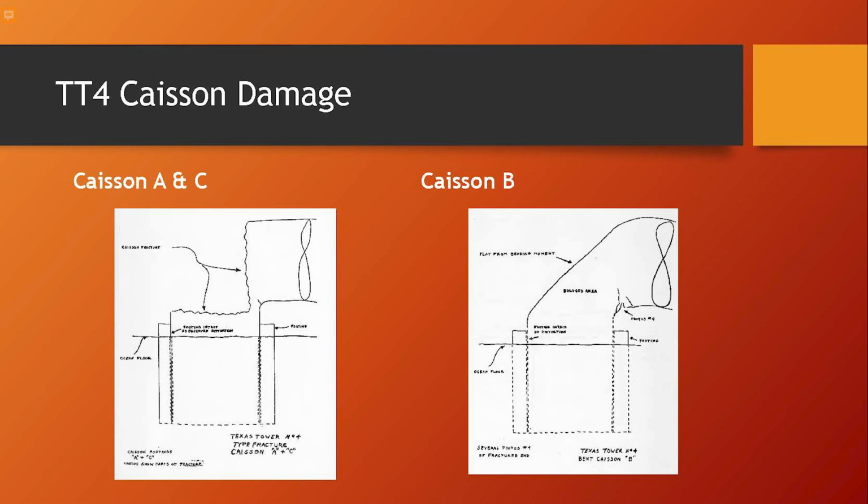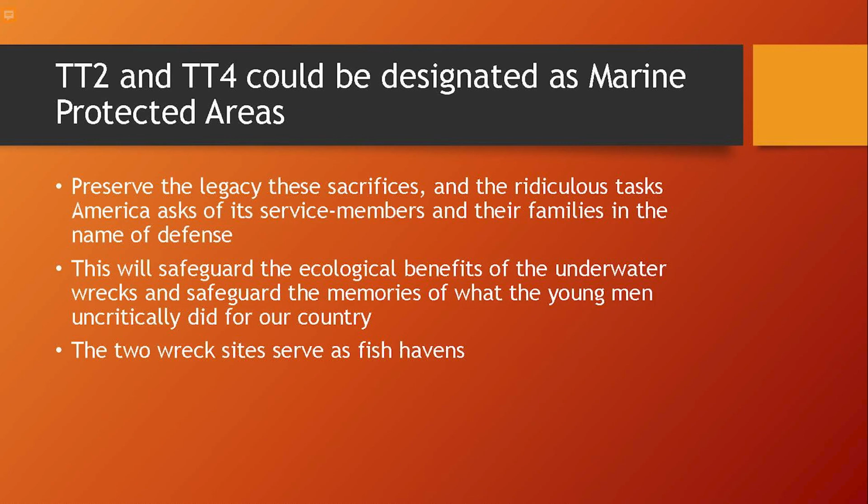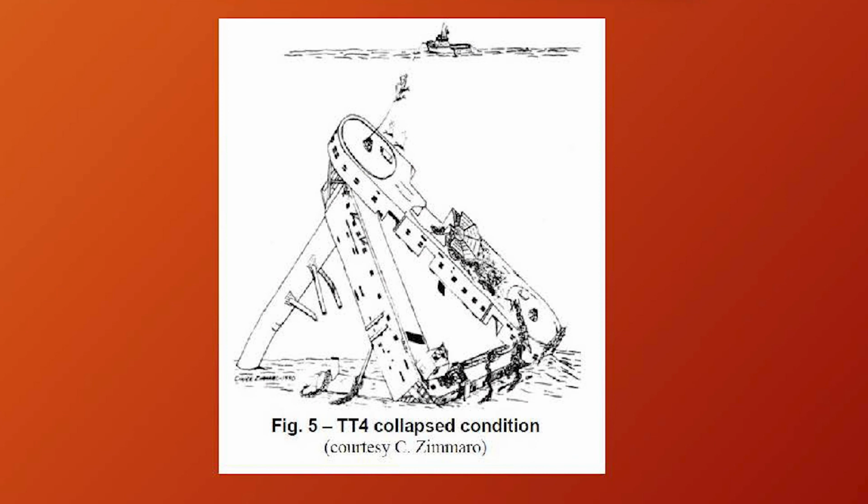The exact cause of the collapse of the tower is unknown, but the most probable cause of the collapse is the failure of the leg structure because of ineffective bracing between the A and B legs, which caused buckling of the B leg and shearing of the A and C legs. The wreck sites of TT2 and TT4 could be designated as marine protected environments based on the legacy of the sacrifices and the ecological benefits the underwater wrecks still provide.